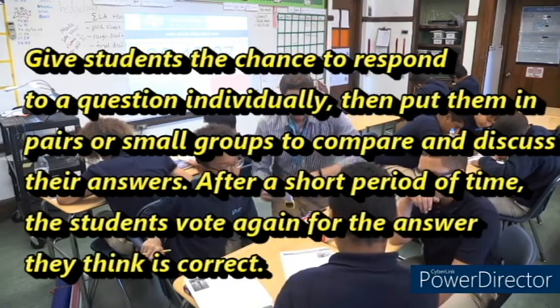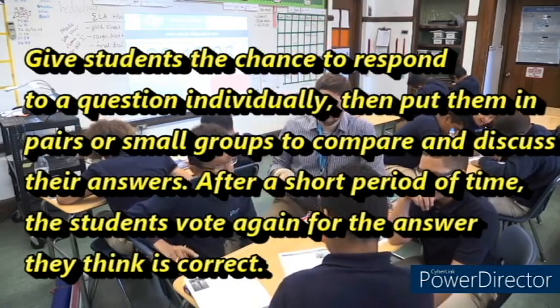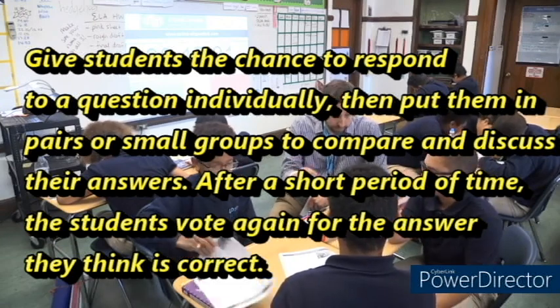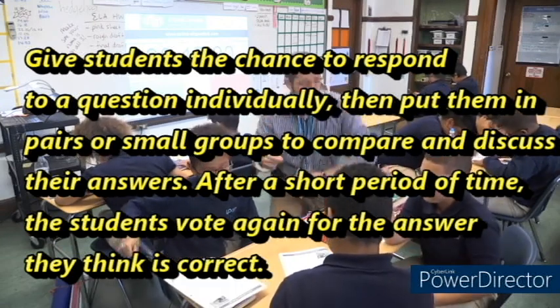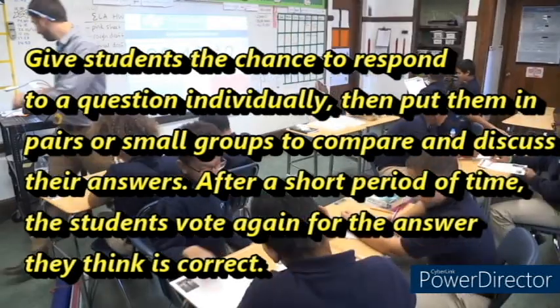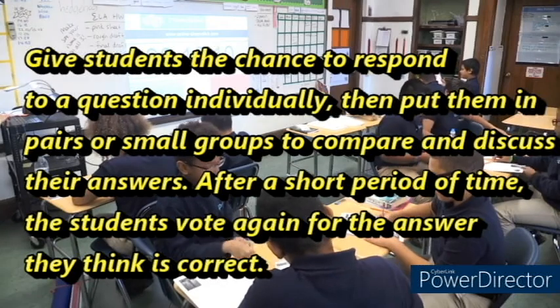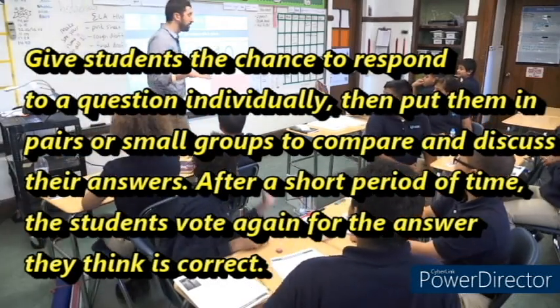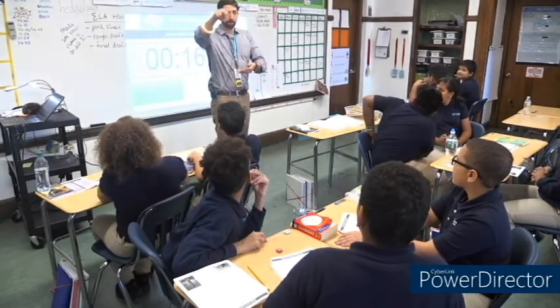Another method is to give students the chance to respond to a question individually, then put them in pairs or small groups to compare and discuss their answers. After a short period of time, the students vote again for the answer they think is correct. This gives students the opportunity to articulate the reasoning for a particular answer.